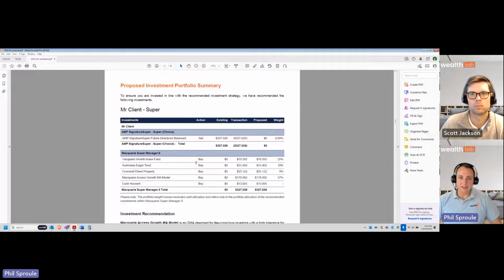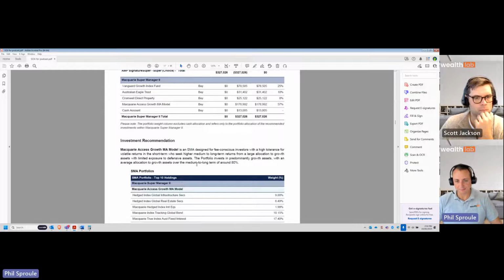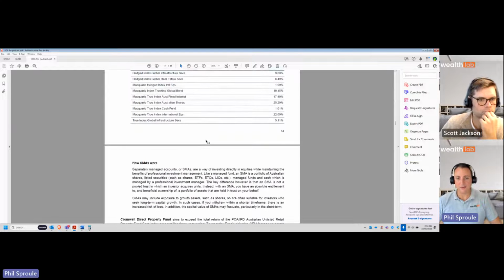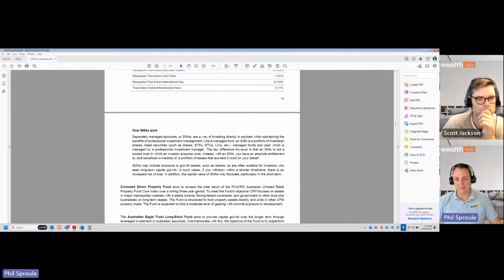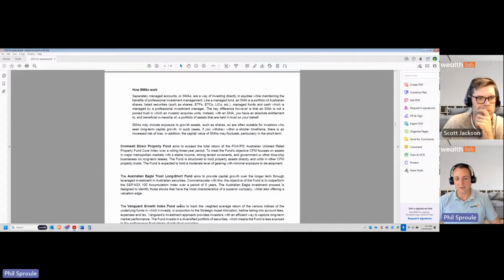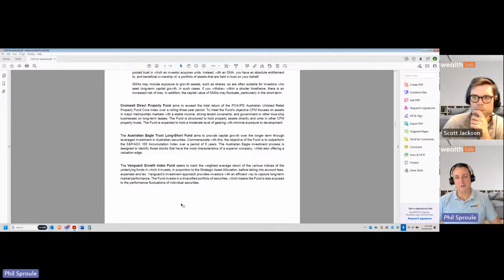Then we get into a bit more detail around the proposed investment portfolio. Again, it's the rollout from the funds and the new recommendations, and then why we've recommended those, how it all works, and a bit of detail around each of the funds that we've recommended. So look, some people are going to be like, Bill, give me the high level. I don't want to know the nitty gritty because that's what I'm paying you for. And other people are going to want to know a fair bit. So, choose your own adventure.